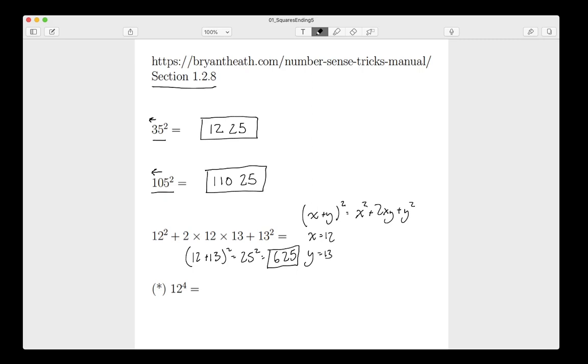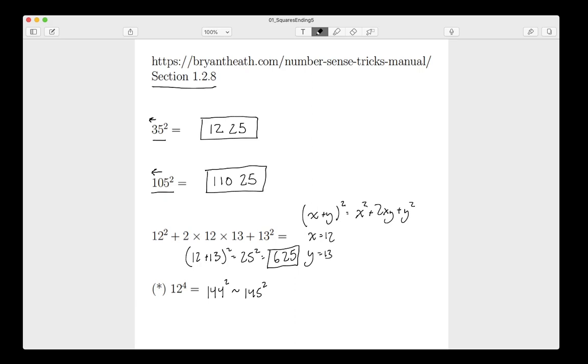Finally, I have an estimation problem where you can, again, use the trick a little bit to get a pretty accurate estimation. Here I'm asking 12 to the 4th. So notice this is just 12 squared squared. So this is the same thing as saying, what is 144 squared? So 144 squared is approximately equal to 145 squared.